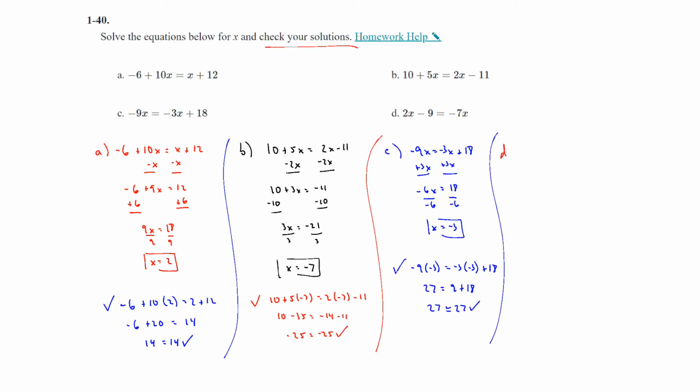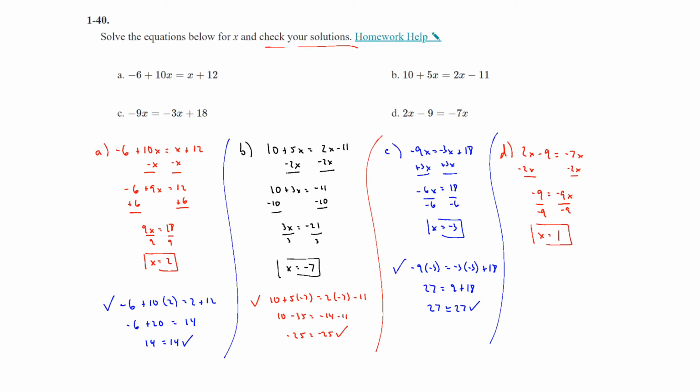And the last one on D. We have 2x minus 9 is equal to negative 7x. So I'm going to subtract the 2x. That way, that leaves me with the constant on the left and the variable term on the right. Divide both sides by negative 9. X is equal to 1.